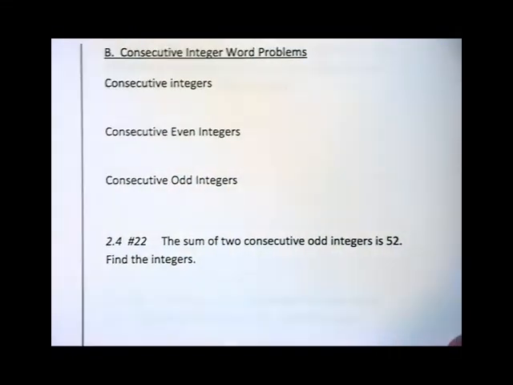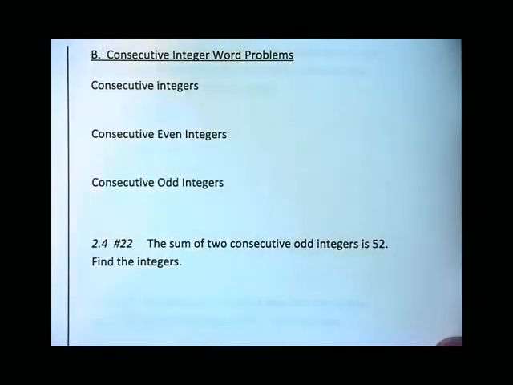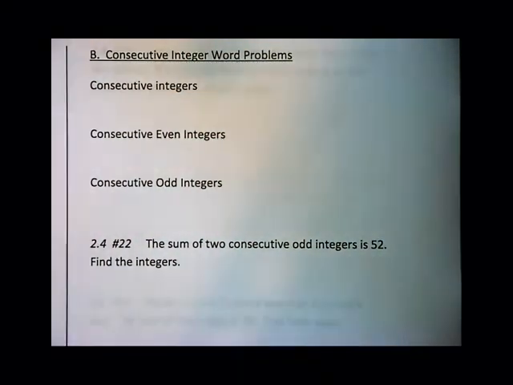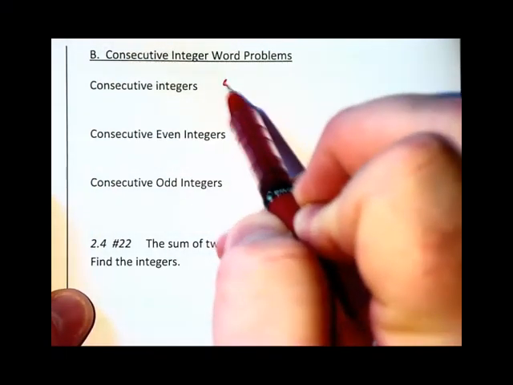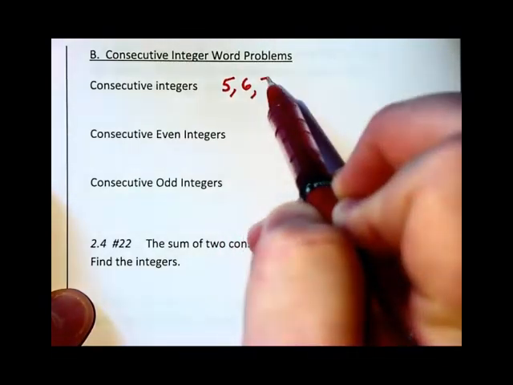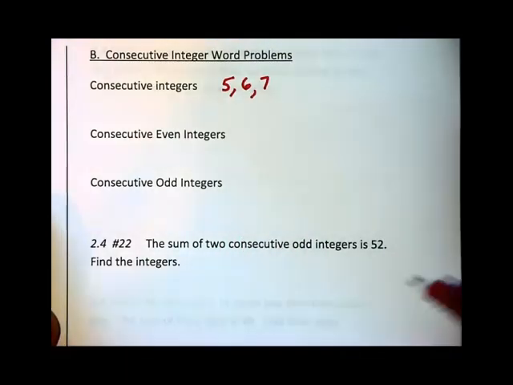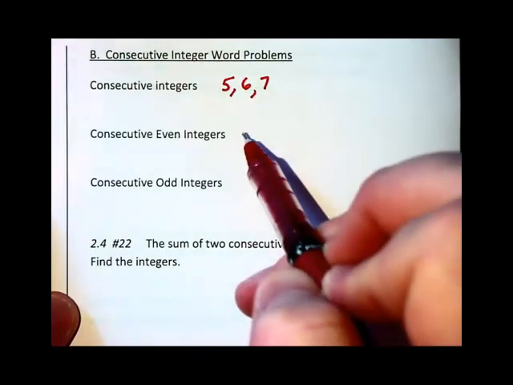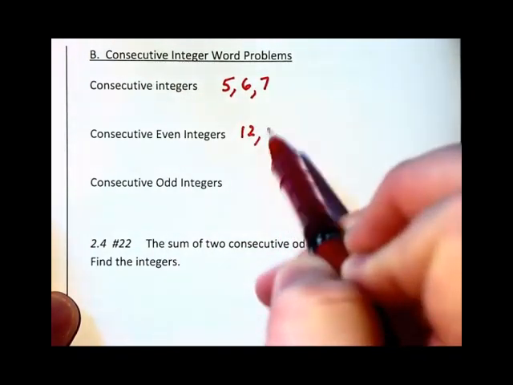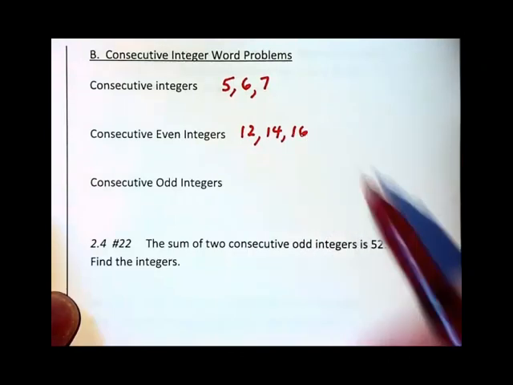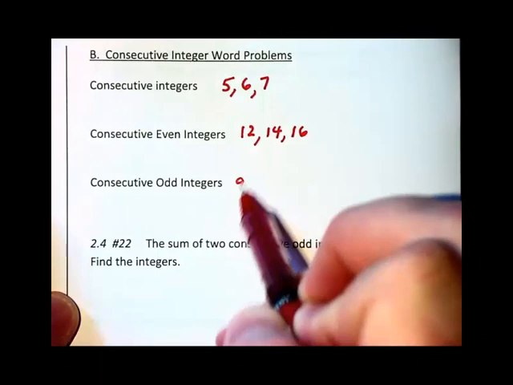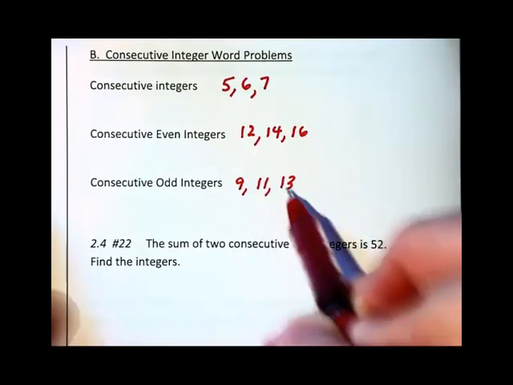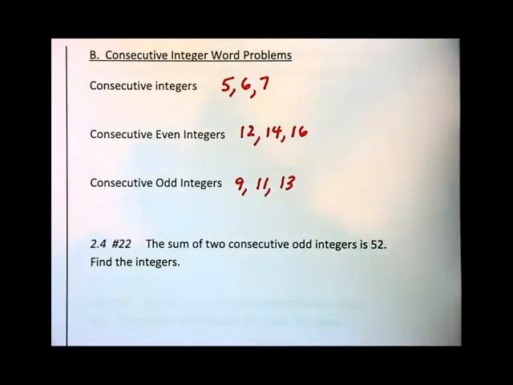Now we move on to a whole different category of word problems called consecutive integer word problems. Now consecutive means right after one another. So when I have consecutive integers, they might be something like 5, 6, and 7. When you have something like consecutive even integers, we're talking about something like 12, 14, 16. When you have consecutive odd integers, you have something like 9, 11, and 13. Odd numbers that are right after one another.